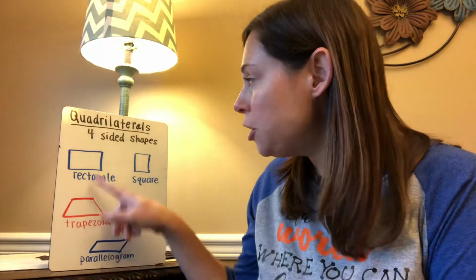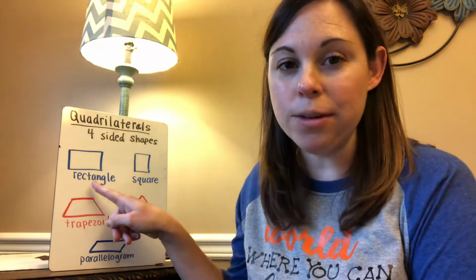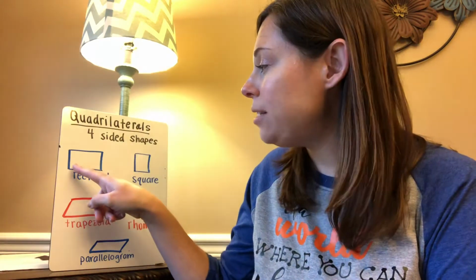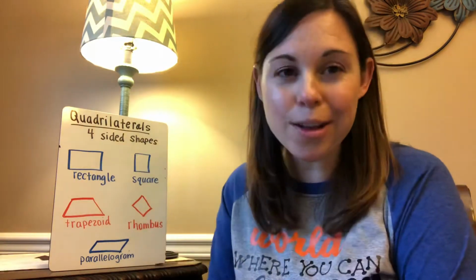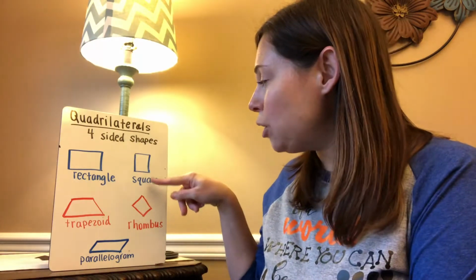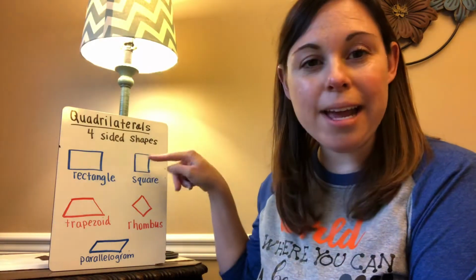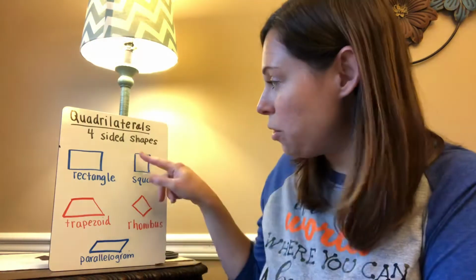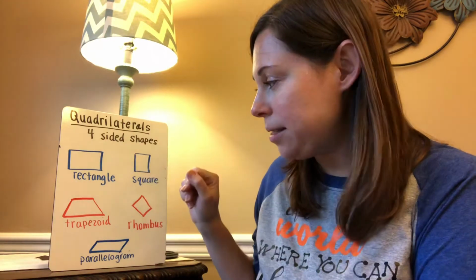The very first quadrilateral is a rectangle, and it has four sides, of course, and it also has four right angles. I'll talk to you about those in a second. Then this one is a square. All four sides of a square are exactly the same. So those are truly like little quadruplets there.